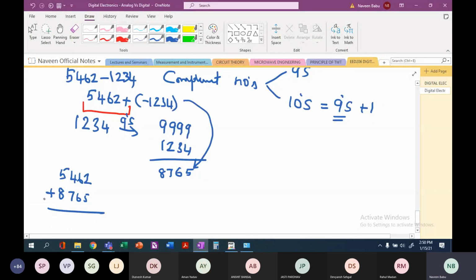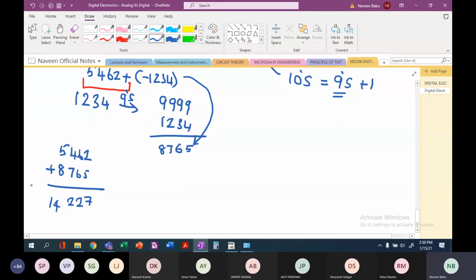You will have a doubt. You will get a remainder, right? I am going to tell you about that. Now, when you add this, what will happen? 5 plus 2 is 7. 6 plus 6 is 12, remainder 1, so it is 2. Then 4 plus 7 plus 1 is 12... the answer we are getting is 1 4 2 2 7. Now let us directly subtract and see. 5 4 6 2 minus 1 2 3 4. If I directly subtract, how much is it? 4 2 2 8.